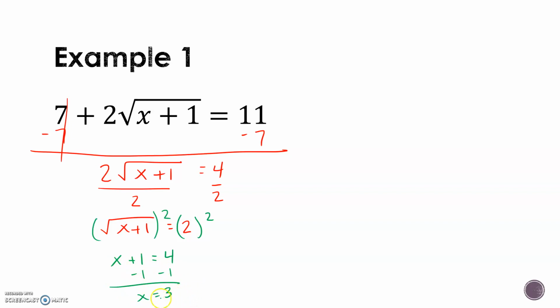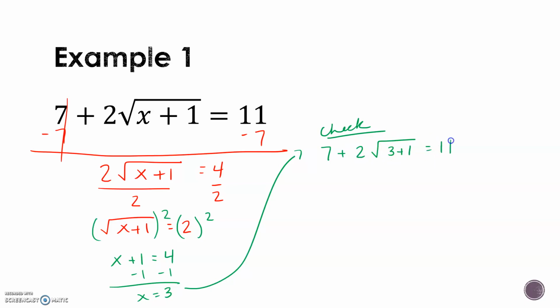Now, you think the answer is 3. You do have to check it. So this is just a possible answer. To check, plug it in. 7 plus 2 square root of 3 plus 1 is equal to 11. Now, to check this, 3 plus 1 is 4. So this is the square root of 4. I'm going to write everything else the way that it was.